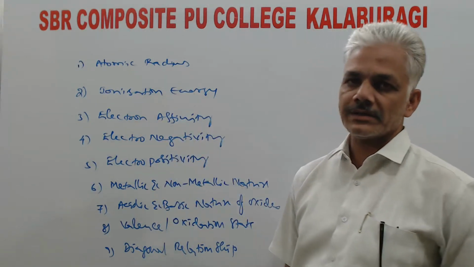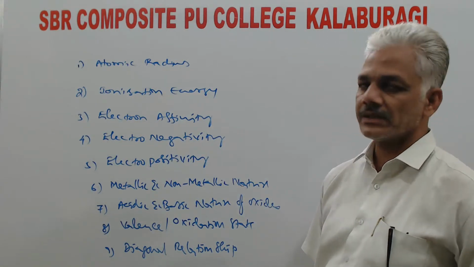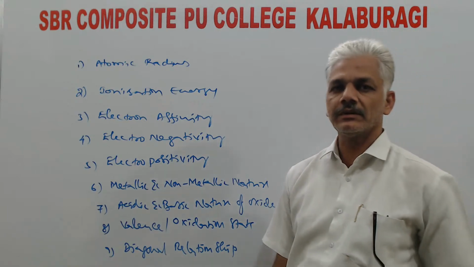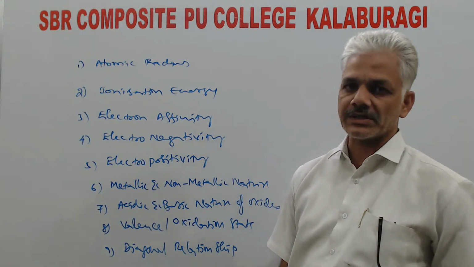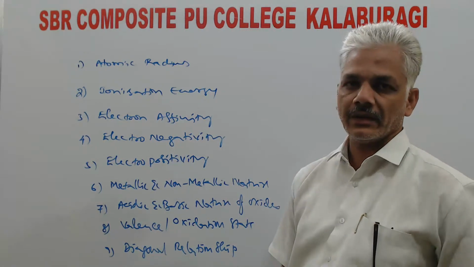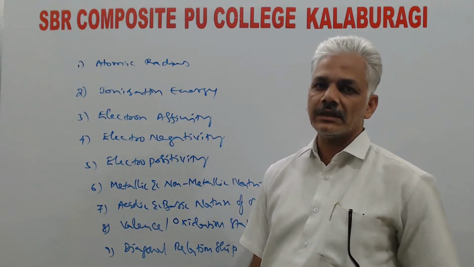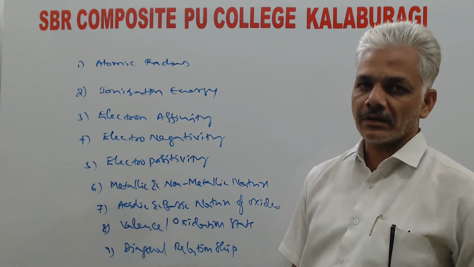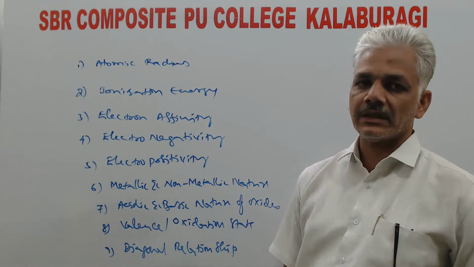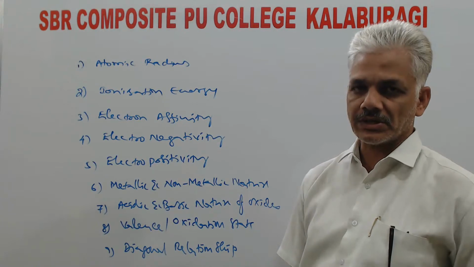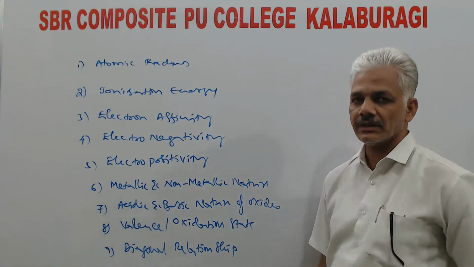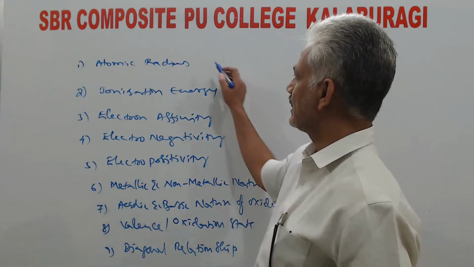So, atomic radius is defined as the distance from the center of the nucleus to the outermost orbit of an atom. This atomic radius increases with the increase in the number of orbits, and decreases with the increase in the nuclear charge. As per the definition, atomic radius cannot be calculated.